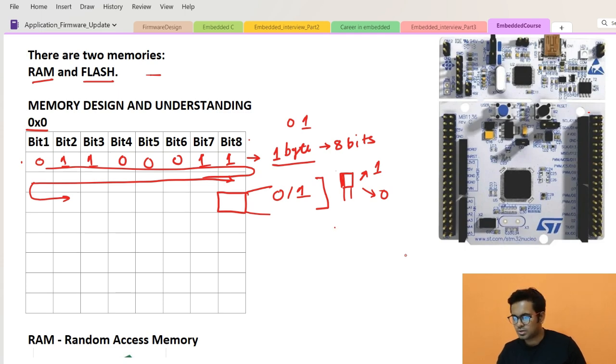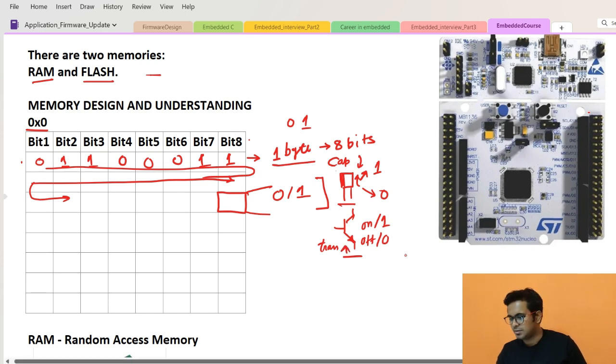Or we can store it in the form of a transistor. If the transistor is on, we call it 1. If it is off, we call it 0. Based on these two types, we have two types of memory system: one is capacitor based, another one is transistor based. Capacitor based is slow because it requires a charging time for the capacitor, but transistor based is fast.